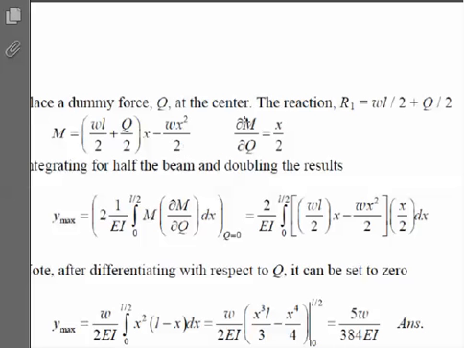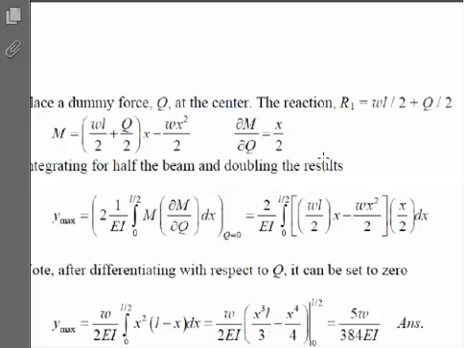So we're going to take the partial of our moment equation with respect to Q. That partial is going to be X over 2. On this screen, this looks like it's a minus sign, but it's not. Partial of M with respect to Q is a positive X over 2. At this point, we can set Q equal to 0, so that our moment is WL over 2 times X minus WX squared over 2.